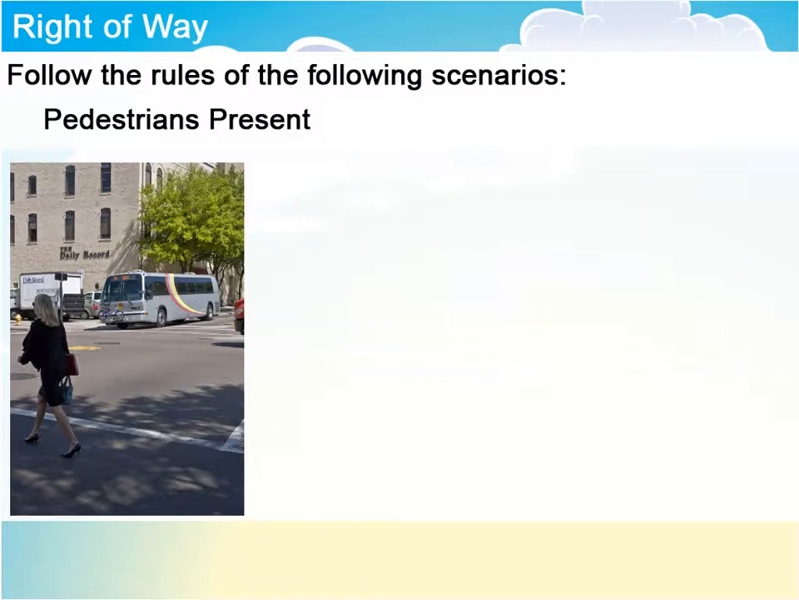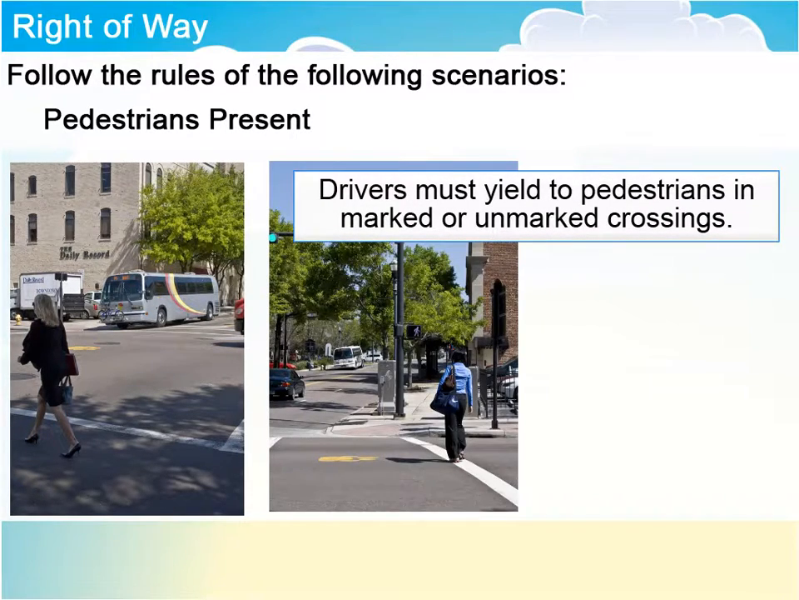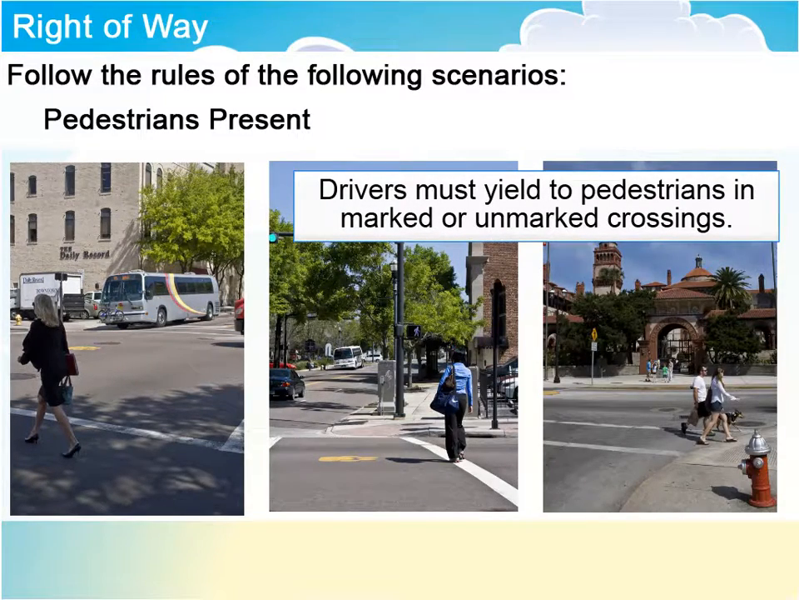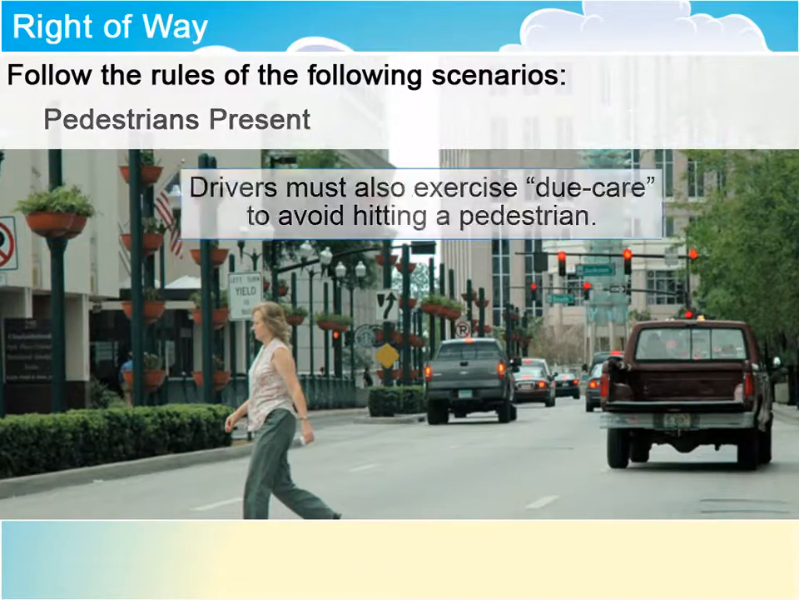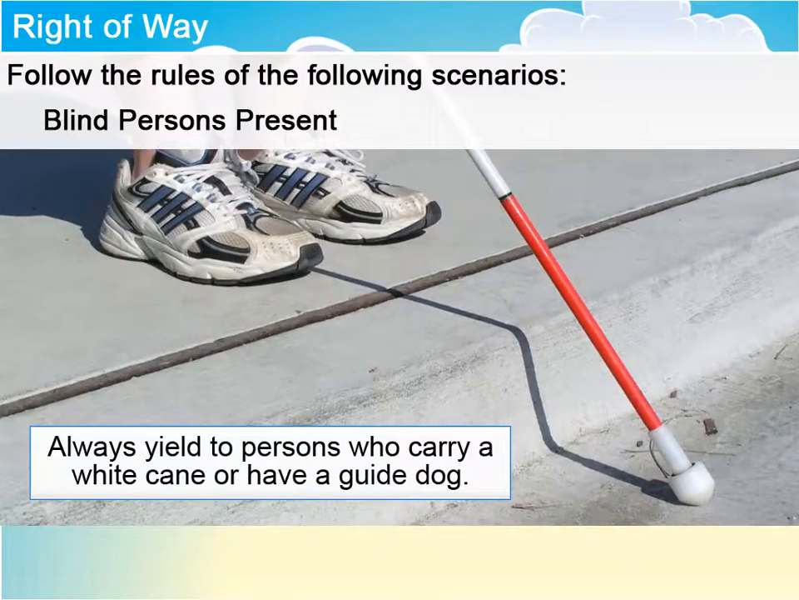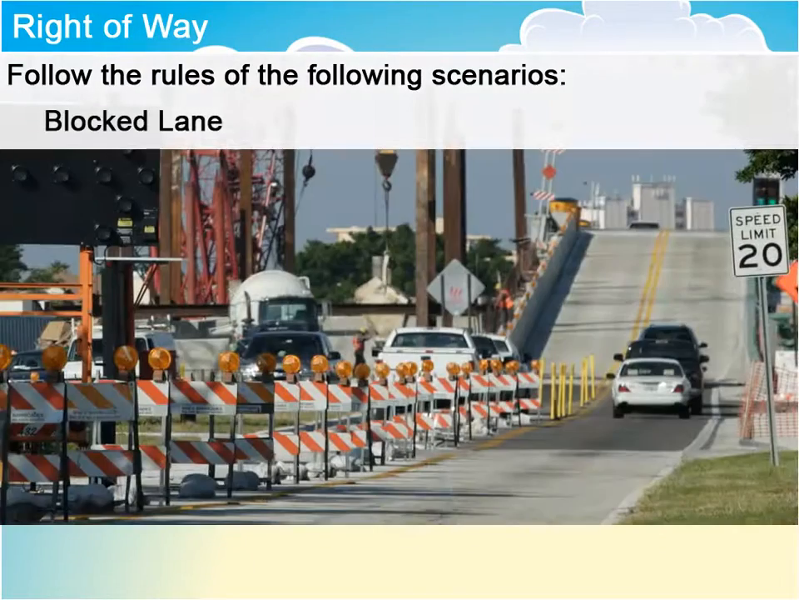Pedestrians present. Drivers must yield to pedestrians in marked or unmarked crossings. Drivers must also exercise due care to avoid hitting a pedestrian, even if they are not in a pedestrian crossing. Blind persons present. Always yield to persons who carry a white cane or have a guide dog, wherever they are in the roadway.